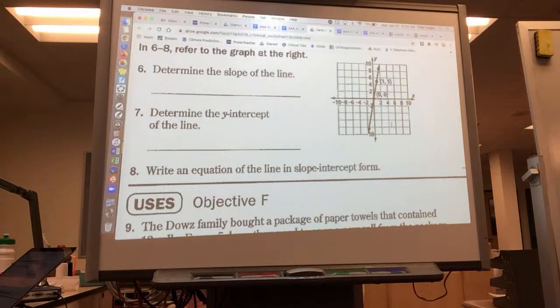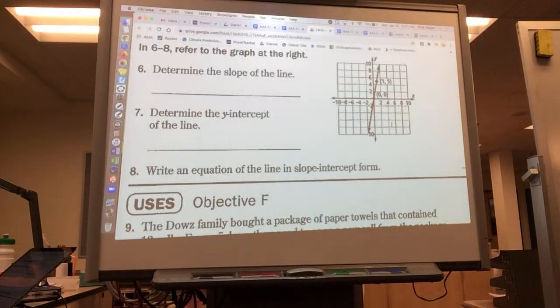We got the same strategy here: slope of the line, y-intercept, and an equation. Now it's pretty straightforward, isn't it? Because it comes from the origin. So what's the vertical change? They give us 2 points. How much does it go up? It goes up 5. It goes from 0 to 5.